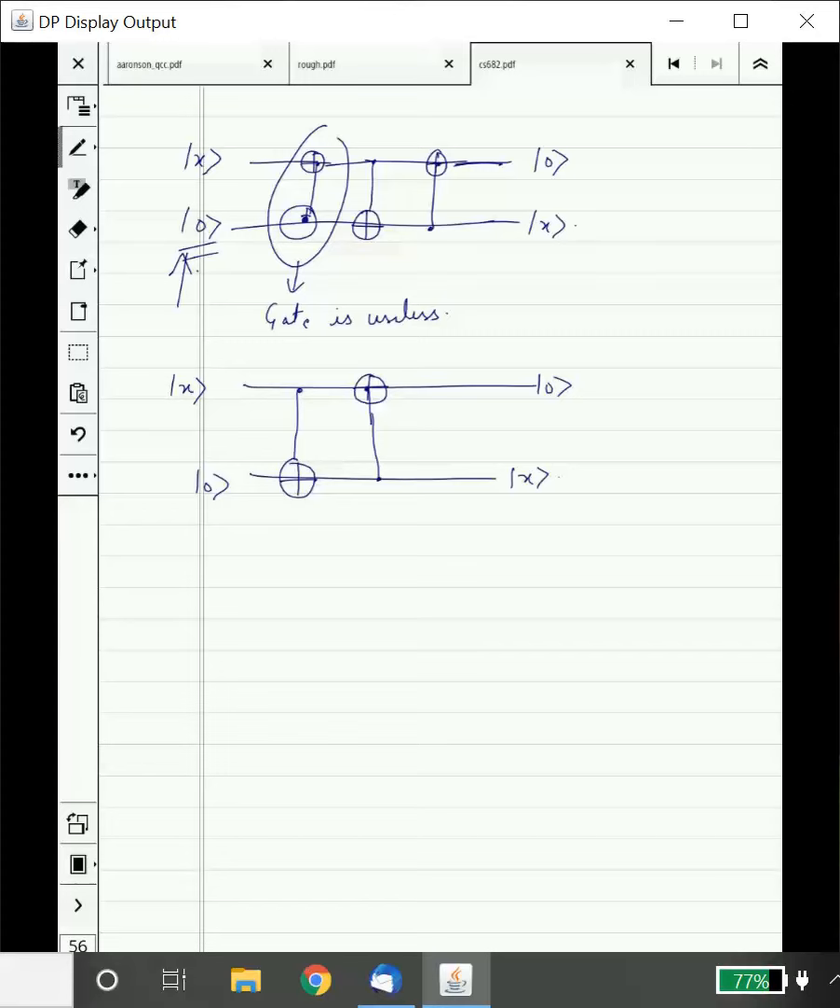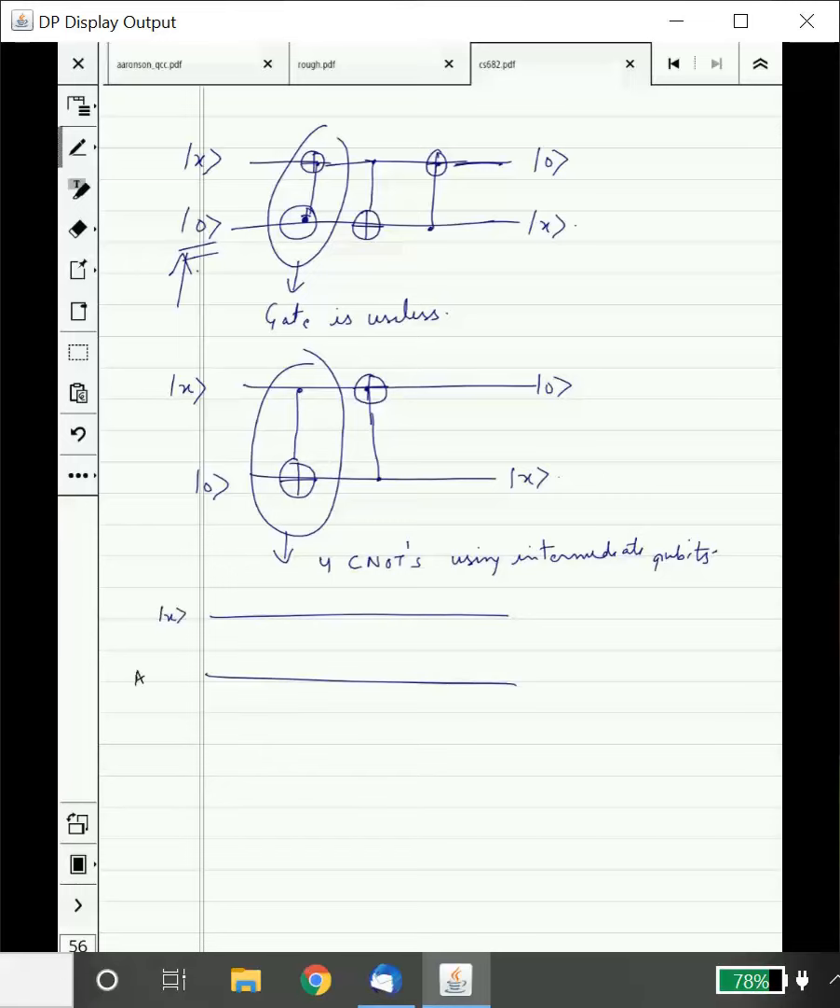How to do it? There are many ways, but the first thing is that we will do this transfer initially using an intermediate qubit. This C naught will convert into 4 C naughts using intermediate qubits. The reason being, we don't want C naughts between Alice and Bob, the primary qubits. So we will use one more qubit. We will keep it with Alice. This is Alice's intermediate qubit. And then this is Bob's qubit. So this C naught will be replaced by 4 C naughts.